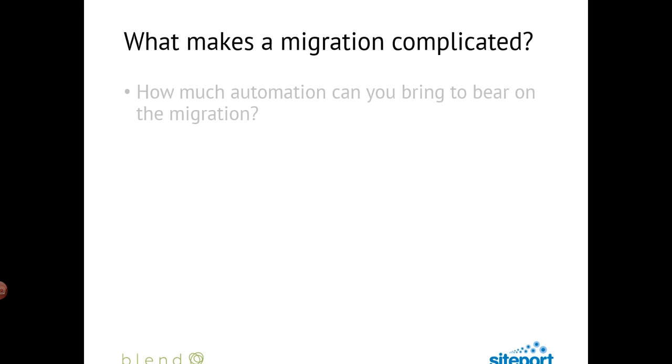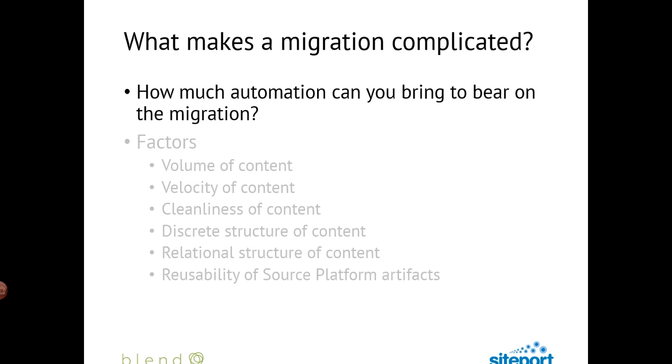So definitions out of the way, we'll talk now about complicating factors, those things that make migrations difficult. And we find what makes a migration complicated is really inversely proportional to how much automation you can bring to bear on the migration.